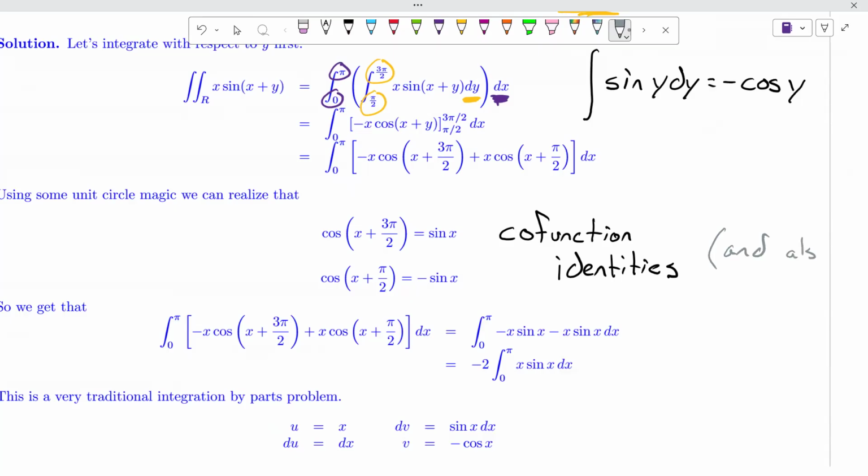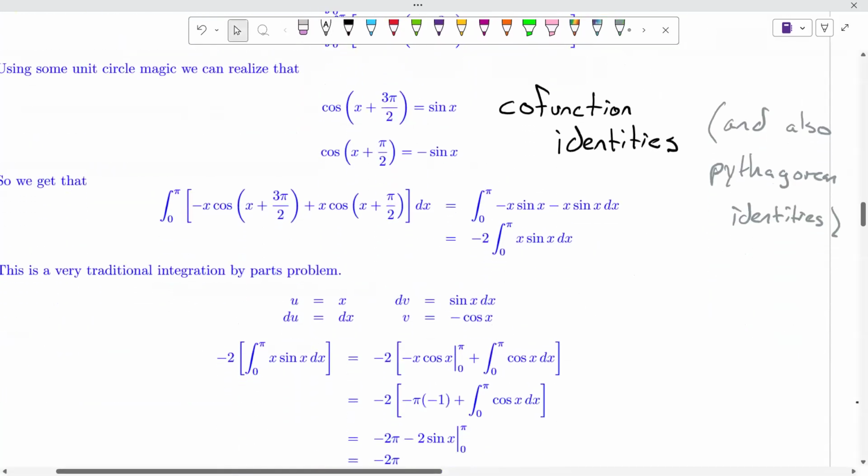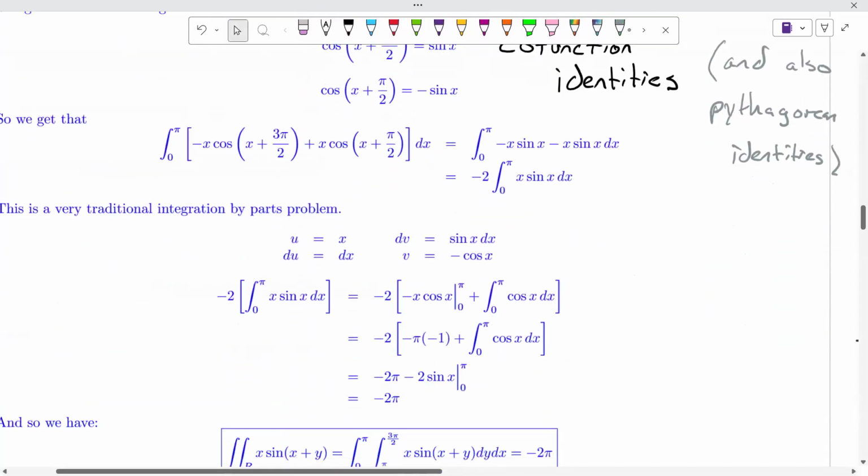And also Pythagorean identities. I'll just add that in. You probably know that one already, though. That's sine squared plus cosine squared is equal to 1. That's one of our Pythagorean identities. There are two more that might be worth it. But I digress. We need to go do some other things.